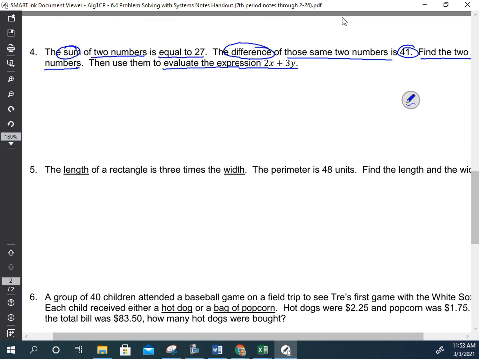So, what don't we know? We don't know the 2 numbers. First number, second number. So make one of them x and make one of them y. So we read the problem, we figured out what's missing. Now let's set up the equations.